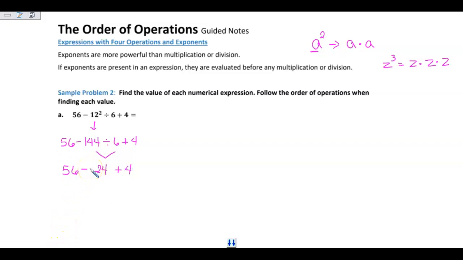So if I take 56 and I subtract 24 from it, I get 32. Bring down the plus 4. 32 plus 4 is 36. So my answer, or my simplification of this expression, is 36.